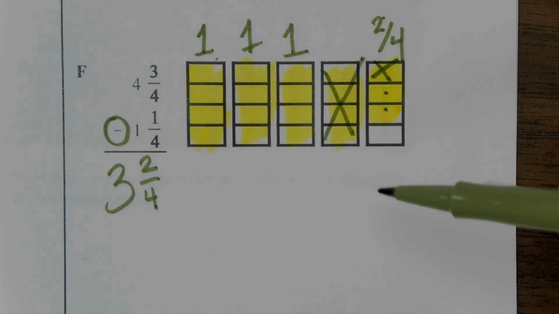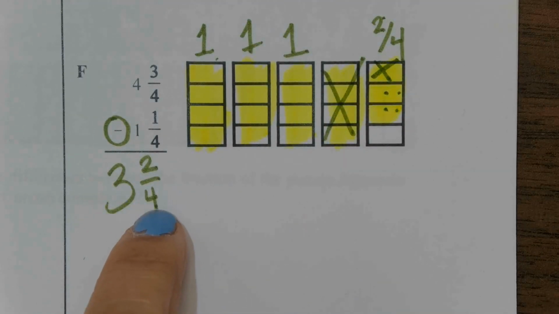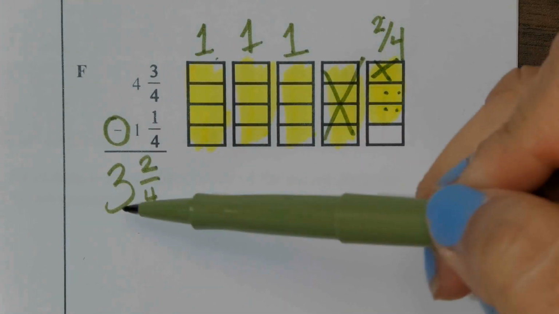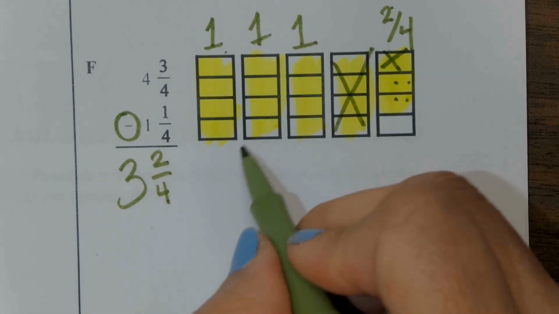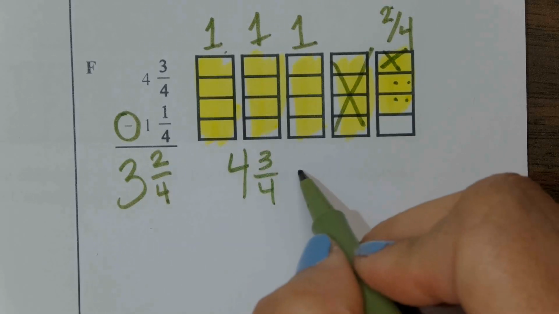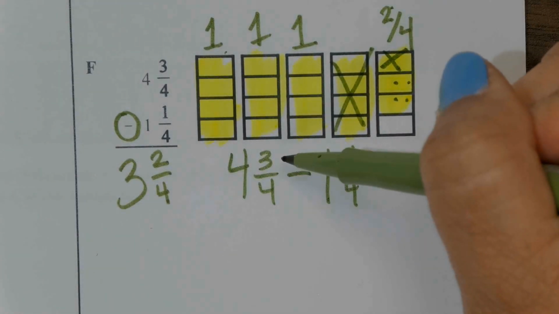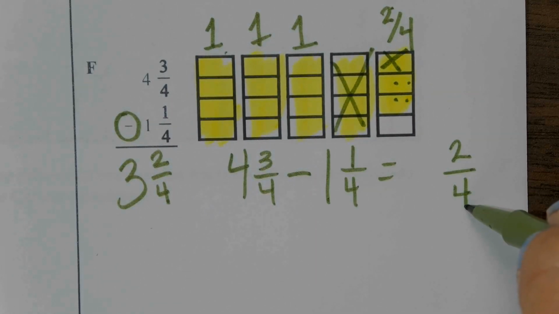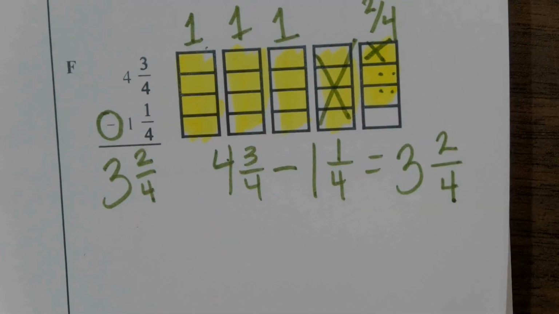Another way to say 2/4 is, so what number is equal to 2/4? Well, 2/4 is half, right? Because your numerator is half of the denominator. So this can also be 3 and 1/2. So 4 and 3/4 minus 1 and 1/4 equals, 3 minus 1 is 2/4. 4 minus 1 is 3. So 3 and 2/4.